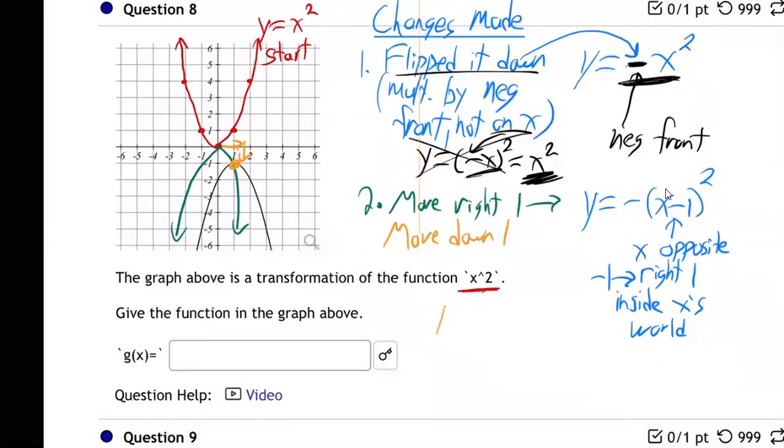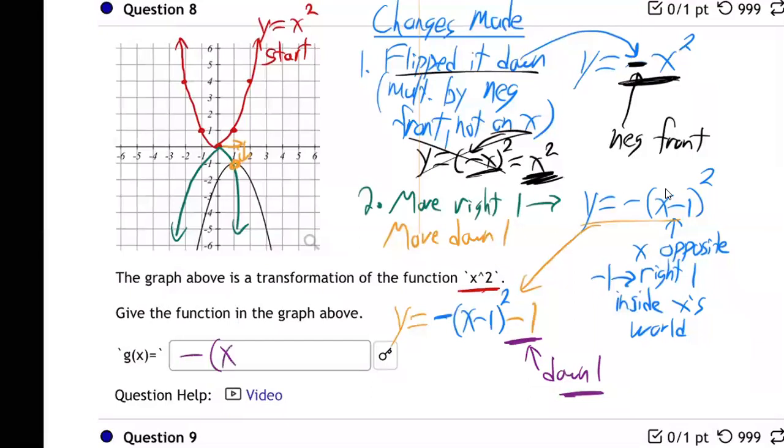You know. So we have all the stuff we had before: the minus, the x minus 1 squared, and then finally minus 1. This right here is going to have the down 1 effect. So there's our equation: minus (x minus 1) squared minus 1. That has the down 1.